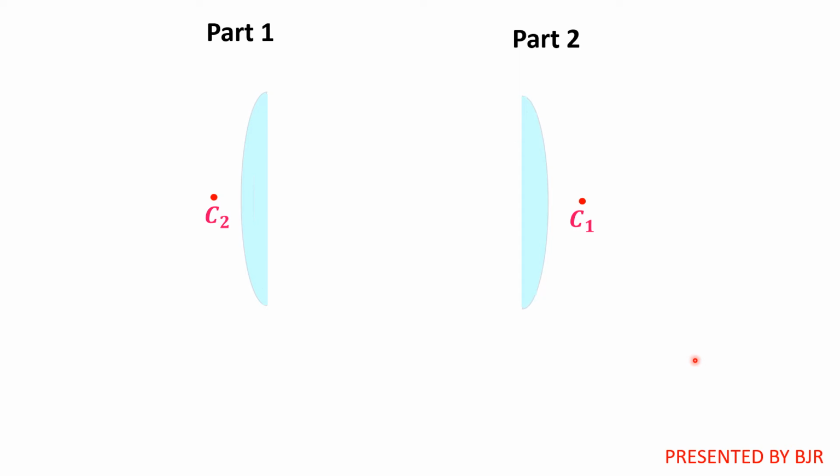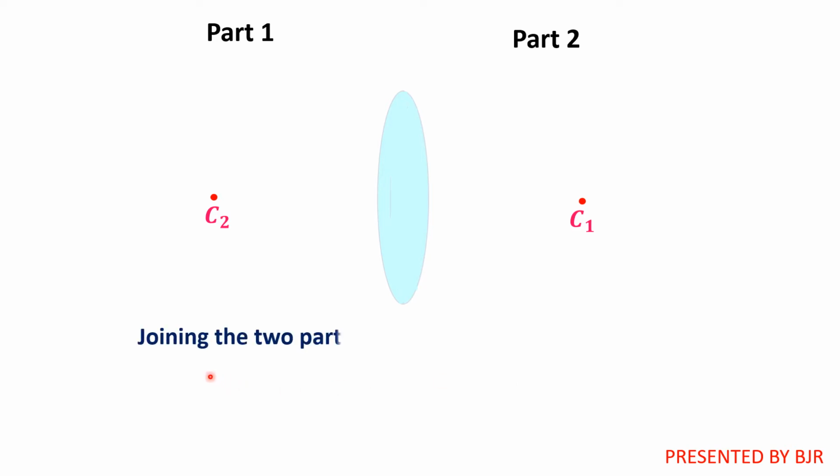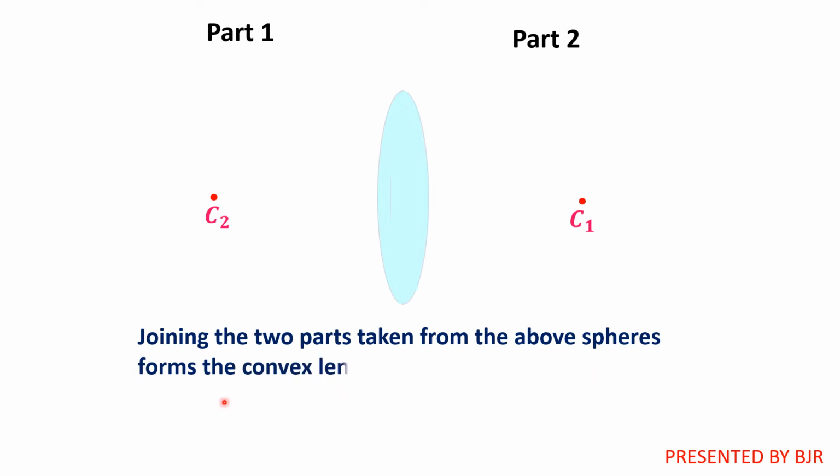Now I will join these two parts, the center of curvature of part 2. Now how I am joining these two parts, you see here. See how nicely a double convex lens has been formed here. Joining the two parts taken from the above spheres forms the convex lens. C1 and C2 are its centers of curvature.